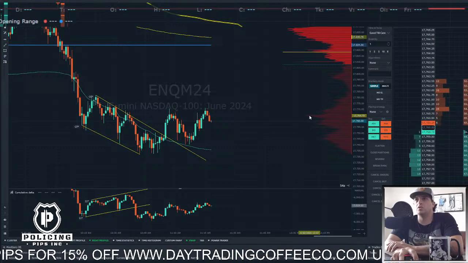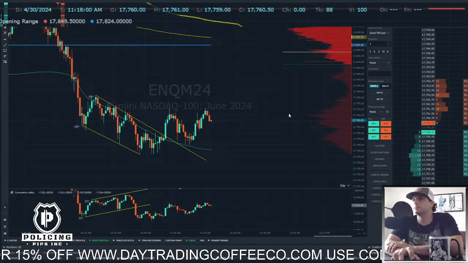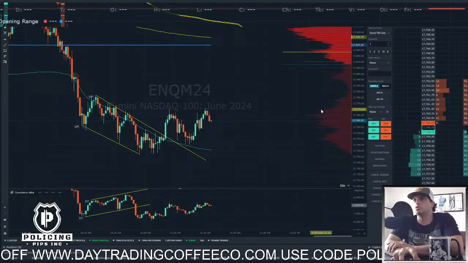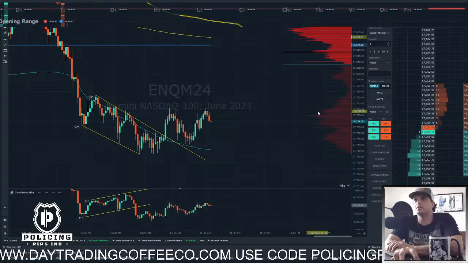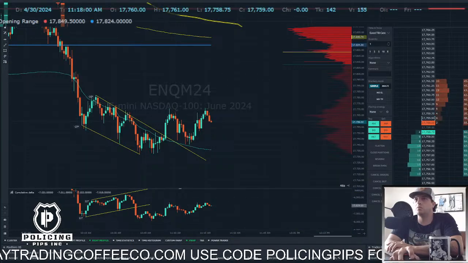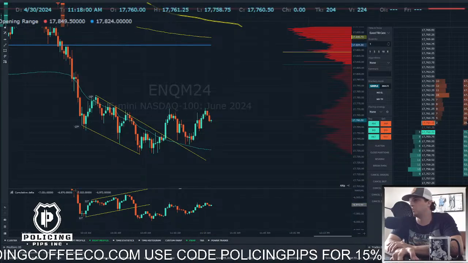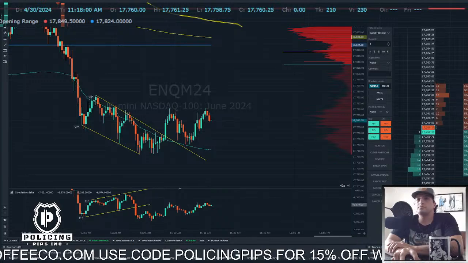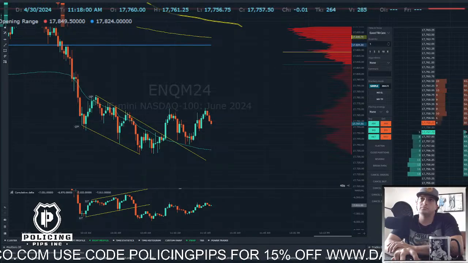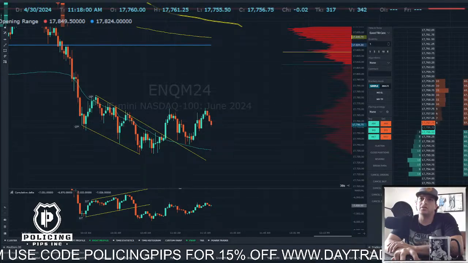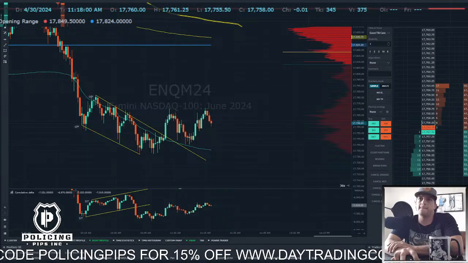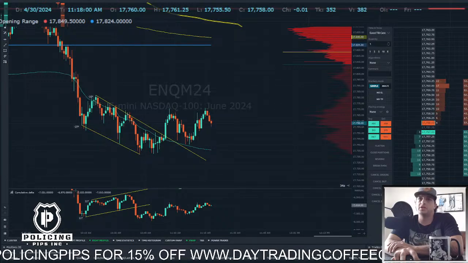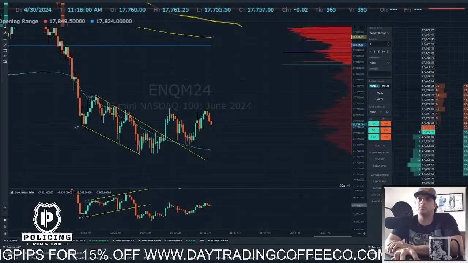This high volume node here is 64. If that breaks, usually it'll get above that pretty forcefully, but looks like we want to rotate down. But Delta's still holding up some. Starting to get a little heavier on the price. Delta still holding up.